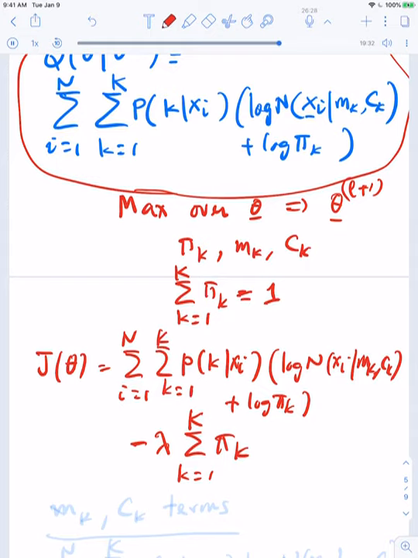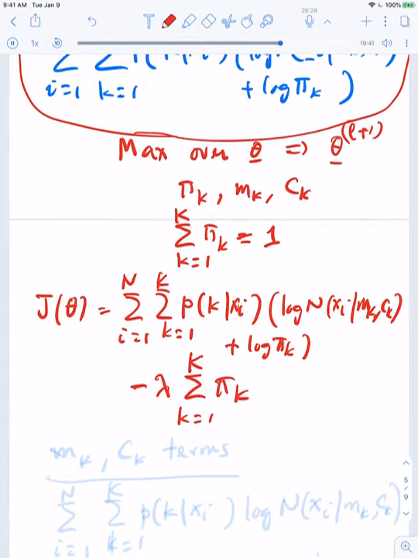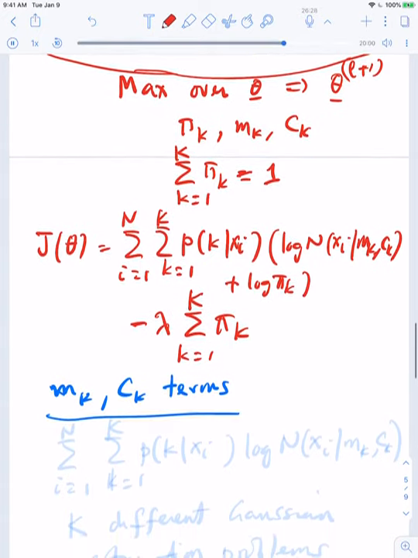What we'll do is optimize over all the parameters of interest, and you can see that I have to optimize over pi k, mk, and ck, and the terms corresponding to the mean and covariance separate out really nicely. So, the mk, ck terms, what are they?